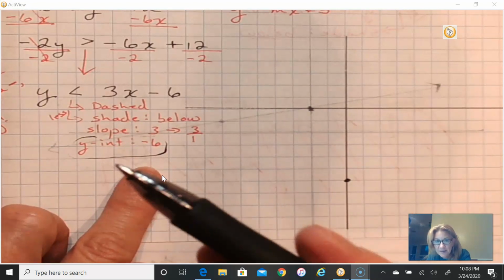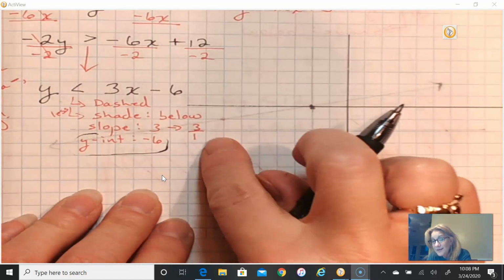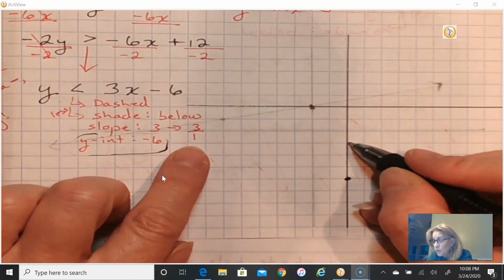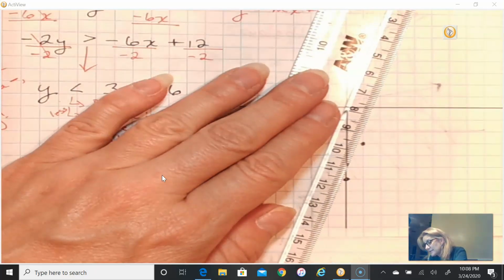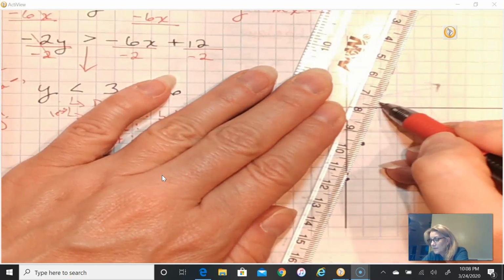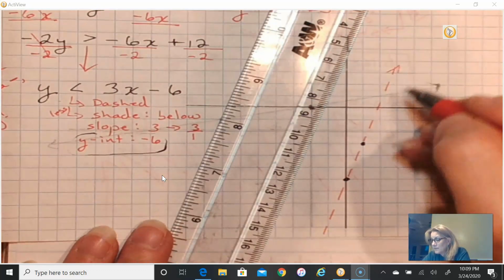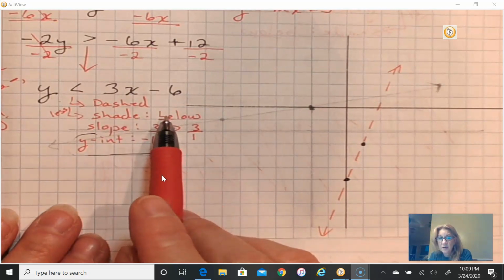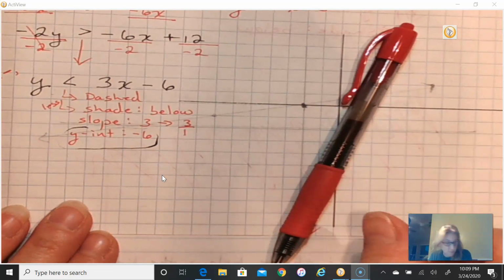My pen is terrible. All right, the slope is a positive 3 over 1. Positive. That means I'm going to go up 3. 1, 2, 3, and over 1 because it's positive. It's a dashed line. We shade below. Well, here's my line. You decide which is above and below.